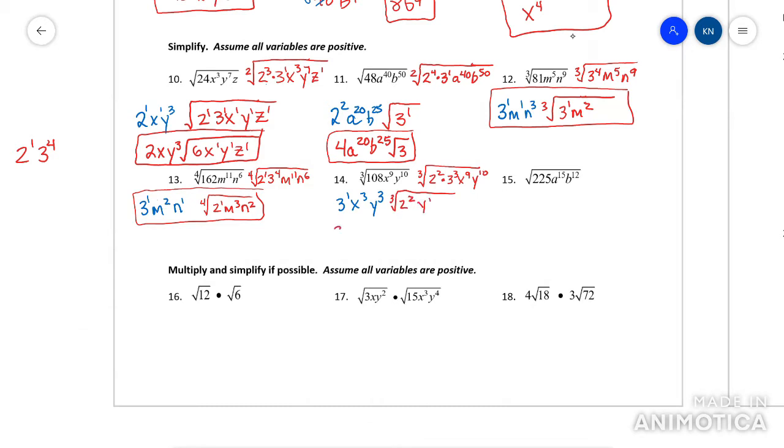And then to clean this up, I would just do the 2 squared part. You know that's 4. So this would be my answer.